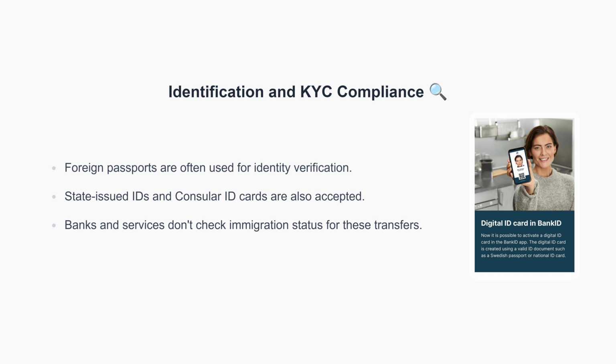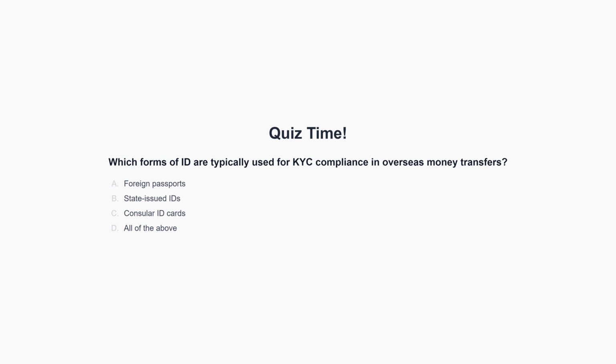during these transactions. Which forms of ID are typically used for KYC compliance in overseas money transfers? Is it A, foreign passports, B, state-issued IDs, C, consular ID cards, or D, all of the above? You may pause the video now to think about the answer. We will discuss the answer in the next section of the video.